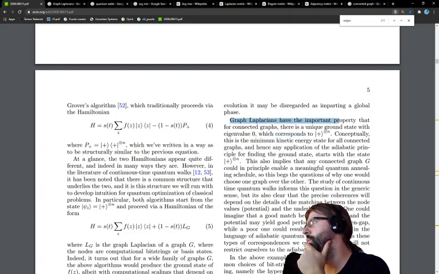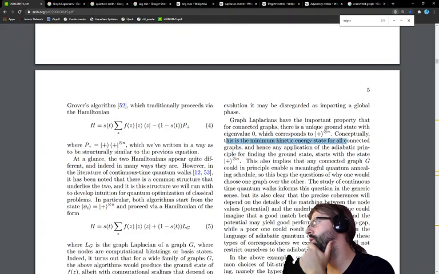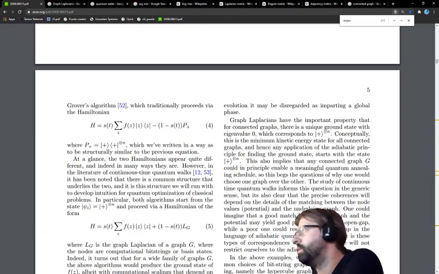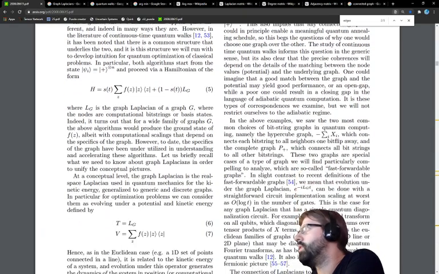Graph Laplacians have the important property that for connected graphs, there's a unique ground state with eigenvalue 0, which corresponds to the state. So how do you... But if it's an operator, there cannot be... Considers an energy state for all connected graphs, and hence any application. What is the energy state of these graphs? Okay, let's move on. Maybe there's a bit of a better explanation later.